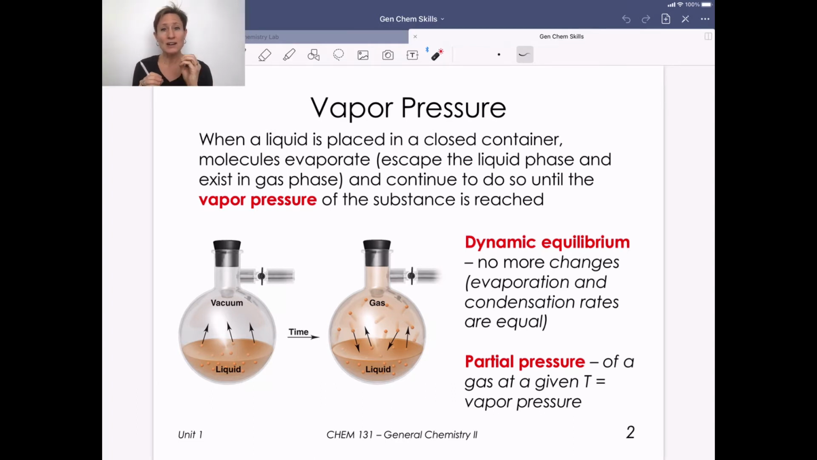This back and forth, this concept of what I just called a steady state, is going to become an important concept in a few units from now. We're going to refer to this as a dynamic equilibrium. That means no more changes are necessarily happening. It's not saying that these processes aren't happening. We're still having evaporation and condensation, but they're happening at the same rate. And that means the net change is not happening.